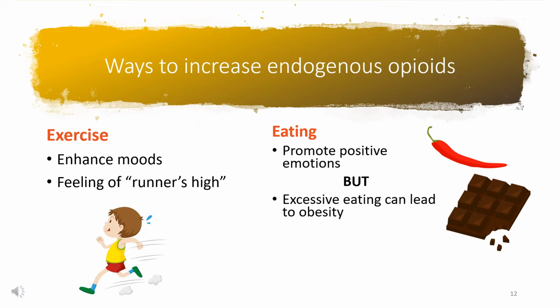Exercise and eating are other factors that can help enhance our moods by increasing the release of endogenous opioids. When we engage in strenuous exercise, we get the feeling of runner's high. Eating chocolate and spicy foods can promote positive emotions, but this could lead to excessive eating and obesity.